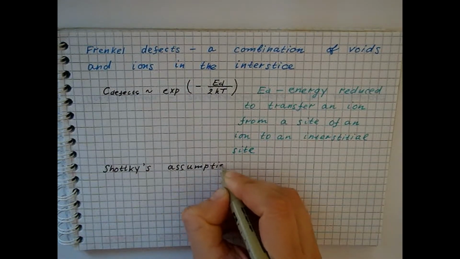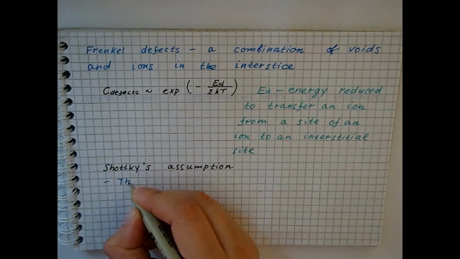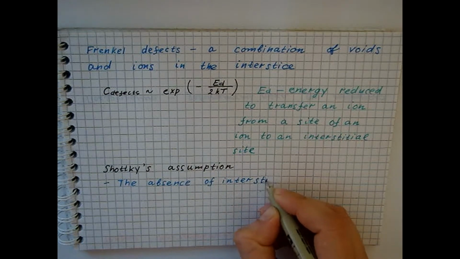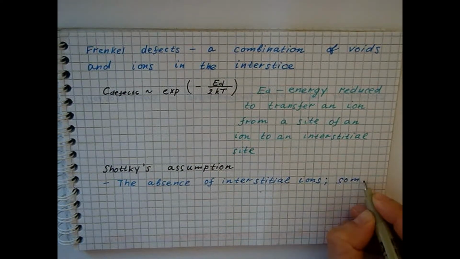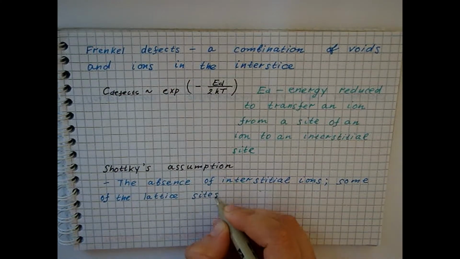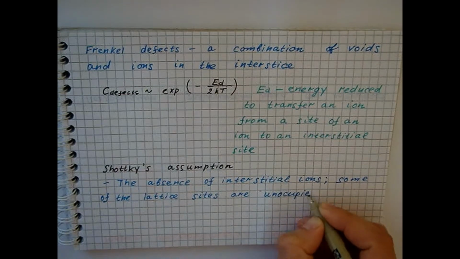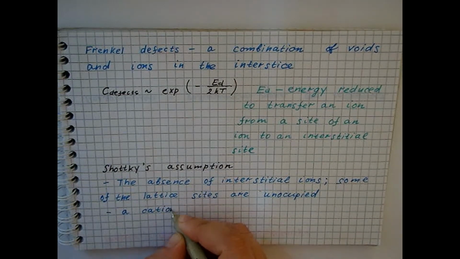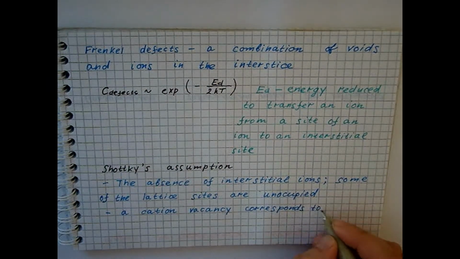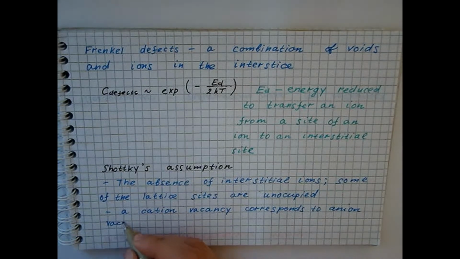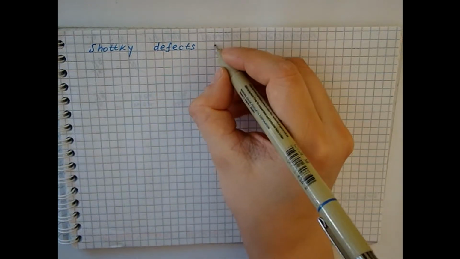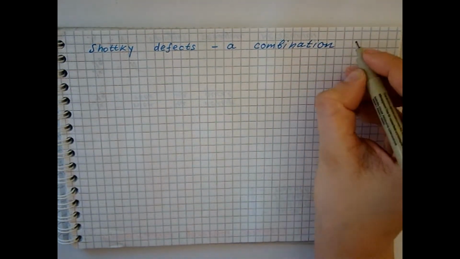Schottky showed that in a real crystal there may be no interstitial ions, and at the same time some of the lattice sites are unoccupied. Since in general the balance of electric charges must be observed, an anion vacancy corresponds to each cation vacancy. The combination of cationic and anionic vacancies in an ionic crystal is called a Schottky defect.